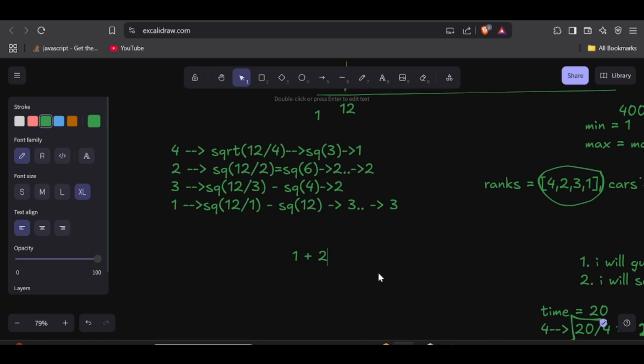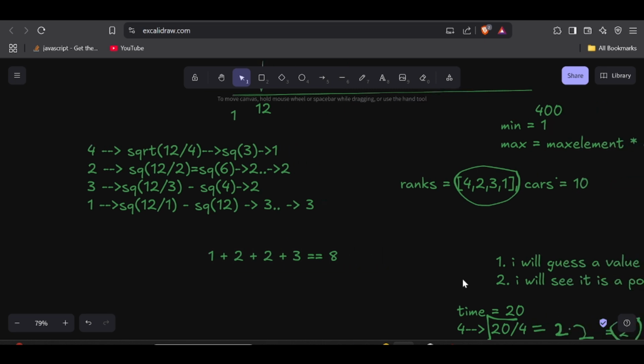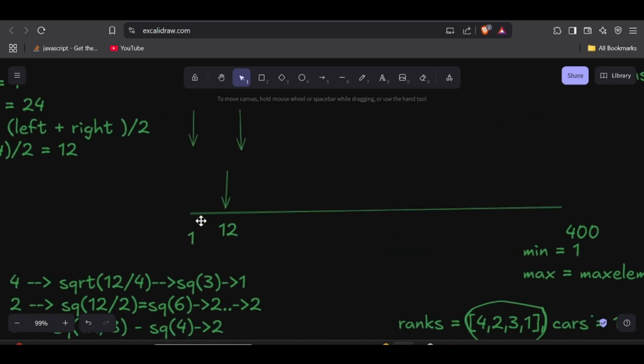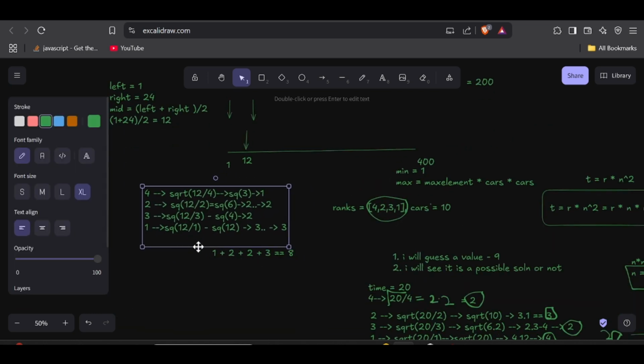So it is 1 plus 2 plus 2 plus 3. 1 plus 2 that is 3. 3 plus 2 that is 5. 5 plus 3 that is 8. So we have got the sum equal to 8. And what were the requirements? That was 10. So is 8 greater than or equal to 10? No, it is not. So it is the first time it is not a possible solution.